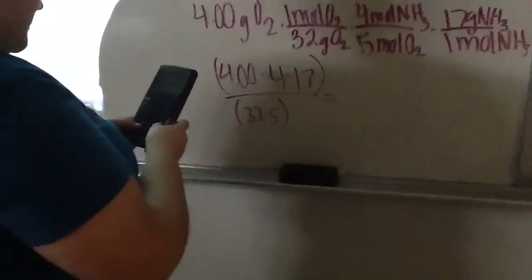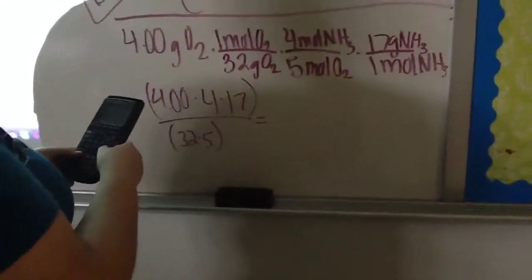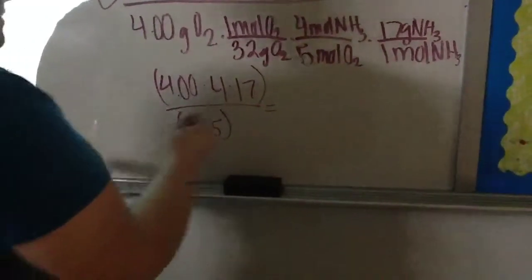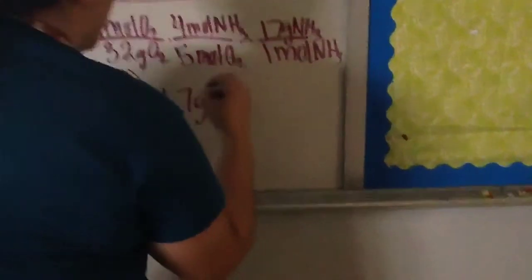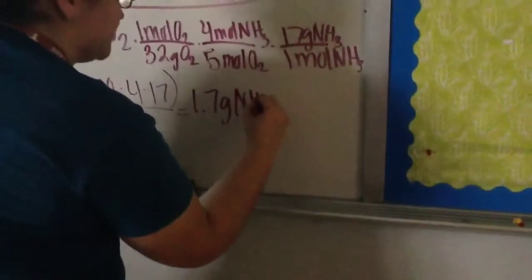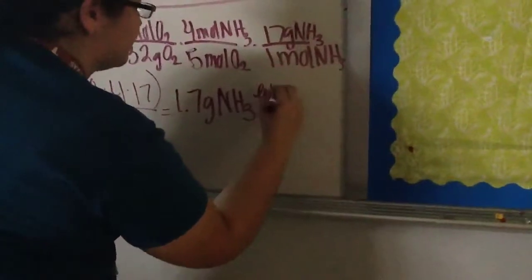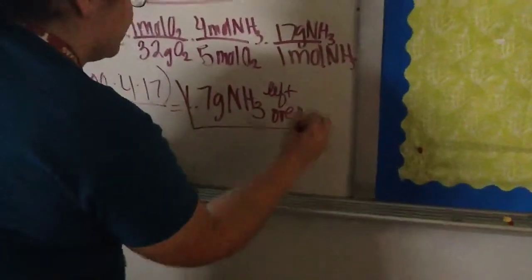Okay, so 4 times 4 times 17 over 32 times 5, and you get 1.7. So we have 1.7 grams of ammonia left over. And that's it.